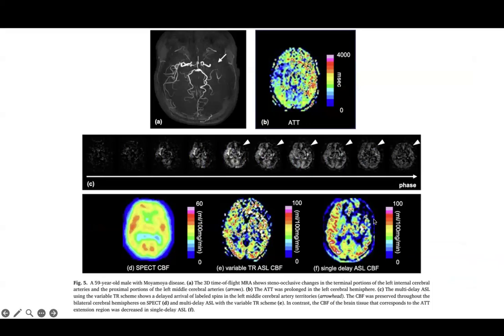In a single-delay ASL, it is showing a bigger hypoperfusion area, but in the multi-delay, it is showing filling. Variable delay can also individually show the delay depths, so you get an idea of how progressive the delay is.